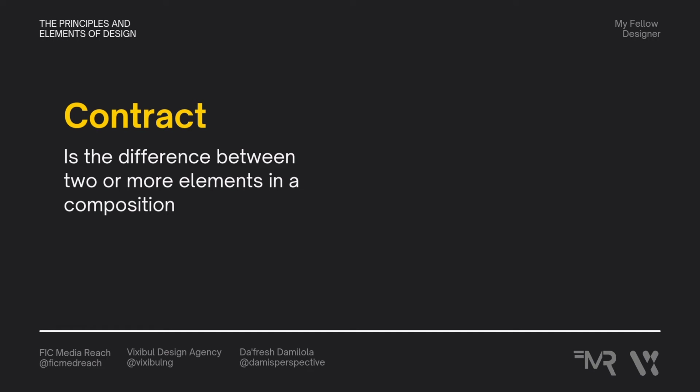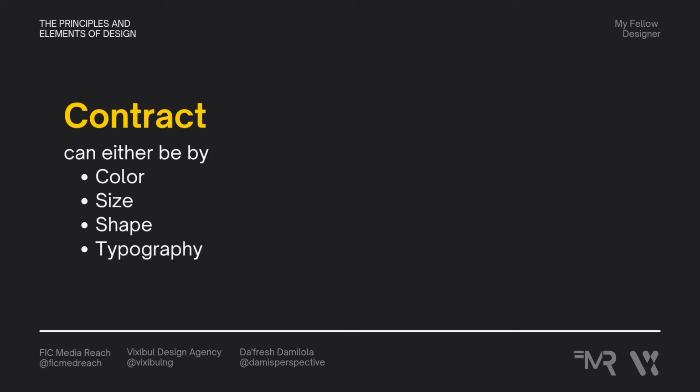So I'm going to be explaining that as we go. Contrast can also be by color, it can be by size, shape, or typography. And here are some examples.